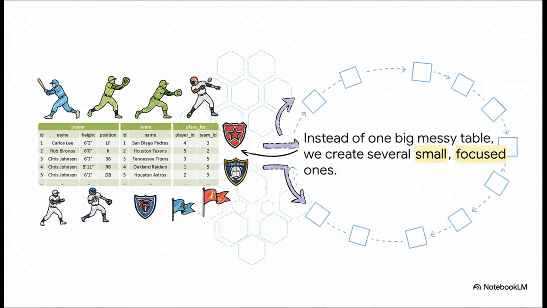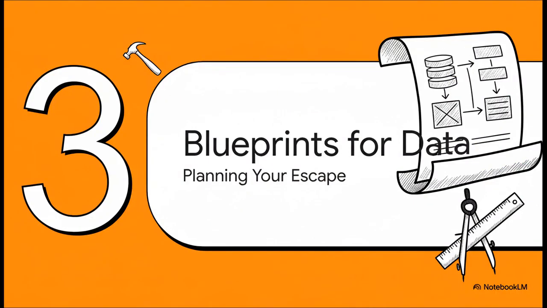And this picture shows the strategy perfectly. Instead of having one gigantic, messy table that tries to do everything at once, we break it apart. We create a small table just for players, a separate one just for teams, and then a third table that does nothing but connect the two. Now, if a team changes its name, you update it in exactly one spot, the team table. And boom, every player linked to that team is automatically up to date. The villains are toast. That is an awesome solution, right?